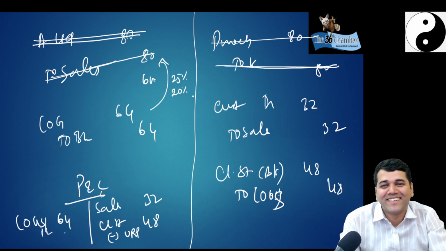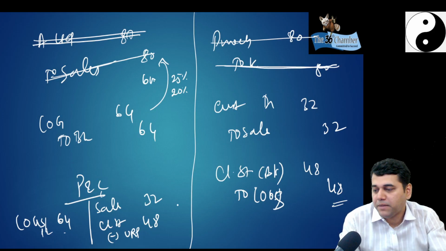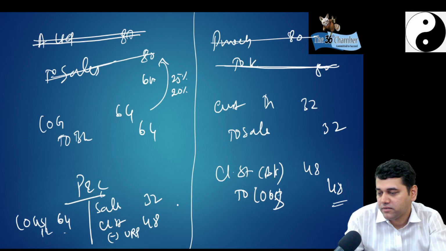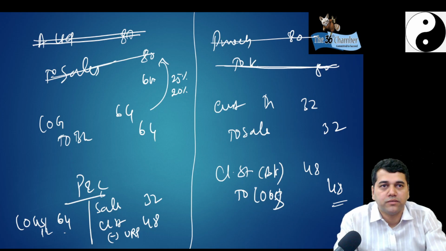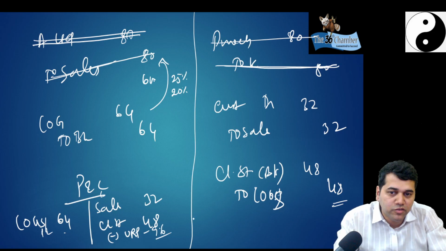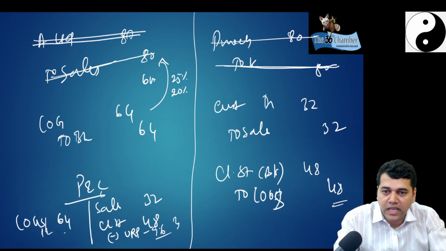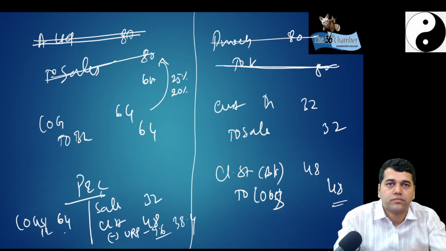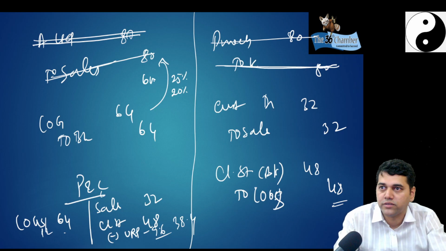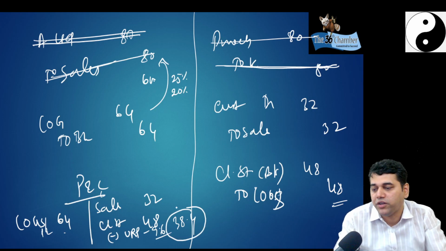So now, what is the 20% on your closing stock? Sales value is 48. So 48 into 0.2 is 9.6, which is the profit element. It is an unrealized profit. So you would have taken minus 9.6 from this 48, giving 38.4. So in your consolidated balance sheet, the stock is shown at 38.4.